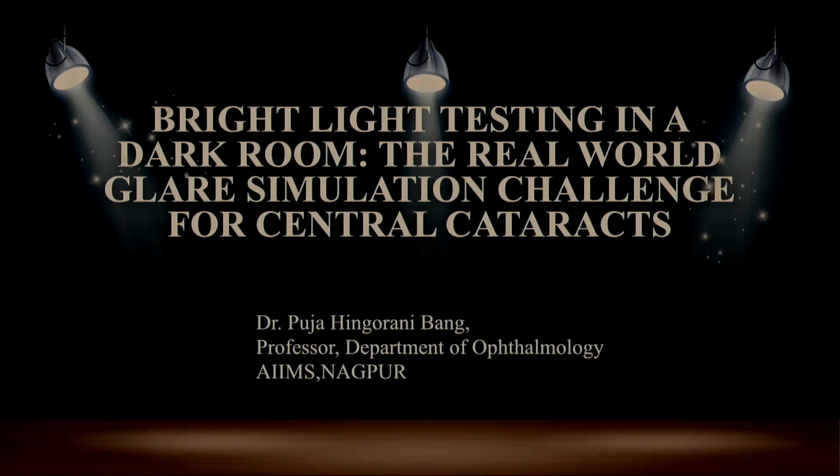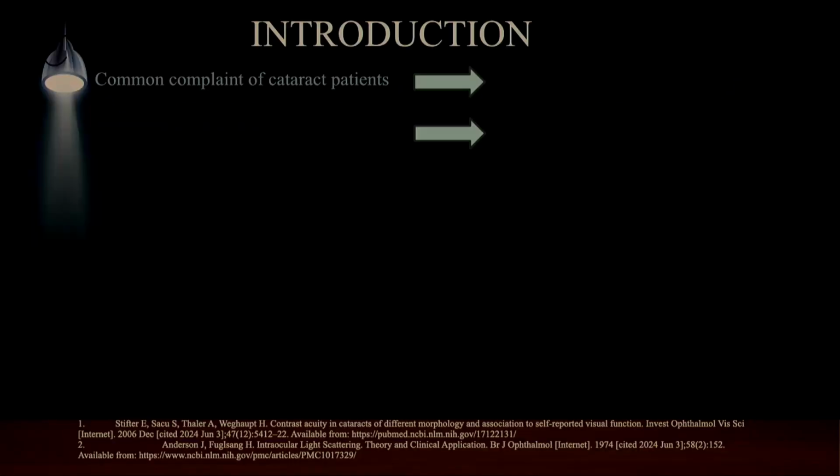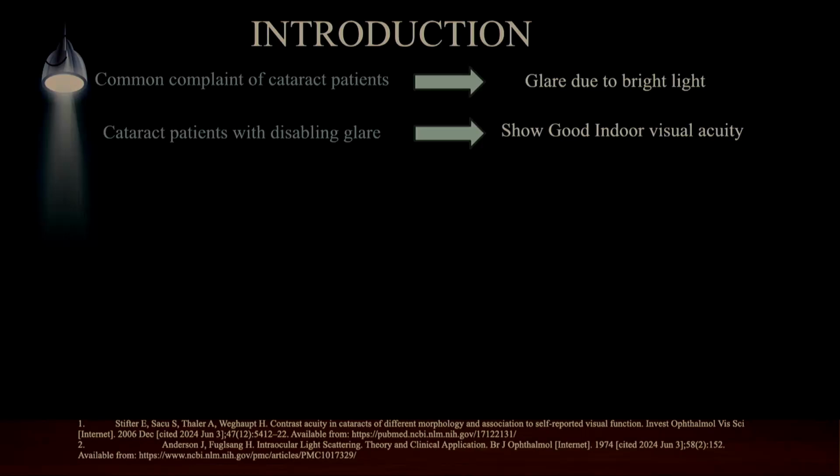So this is why we did this study: bright light testing in a dark room, the real-world glare simulation challenge for central cataracts. Common complaints of cataract patients are that they get glare when driving in bright sunlight, or when there's traffic and a lot of headlights. When these patients face disabling glare, they usually show good vision in our refraction rooms.